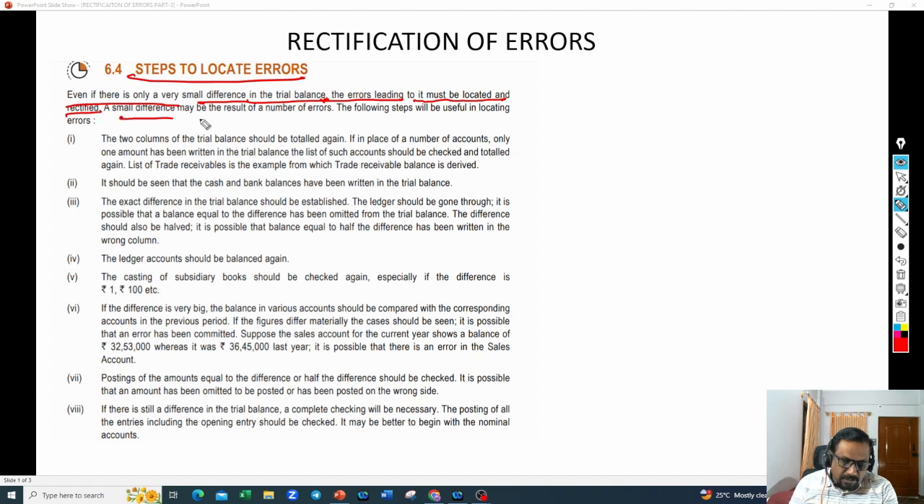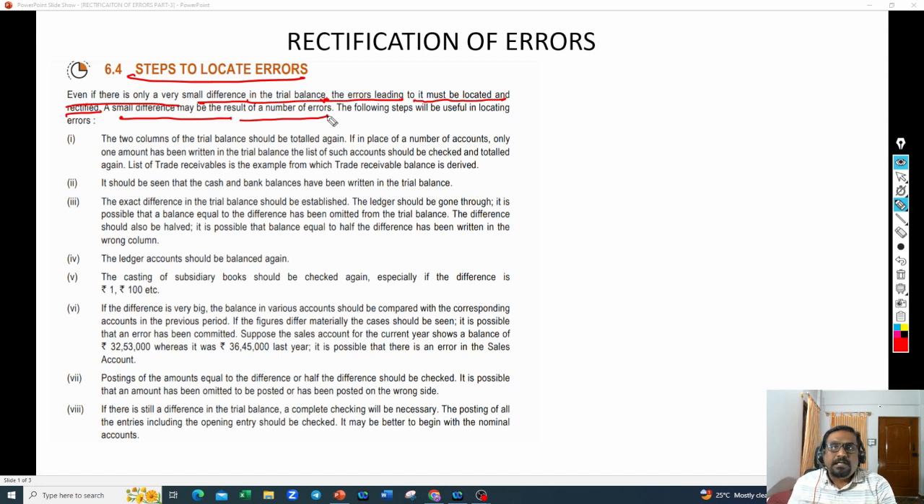A small difference may be the result of a number of errors. Beautiful. Don't think that, hey, it's just 1 rupee. The difference is only 1 rupee, why are we worried about it? Leave it, ignore it, start preparing the profit and loss account and balance sheet, because the trial balance is the basis for us to prepare the profit and loss account and balance sheet, right? So 1 rupee difference only in the trial balance, let us leave it and start preparing.